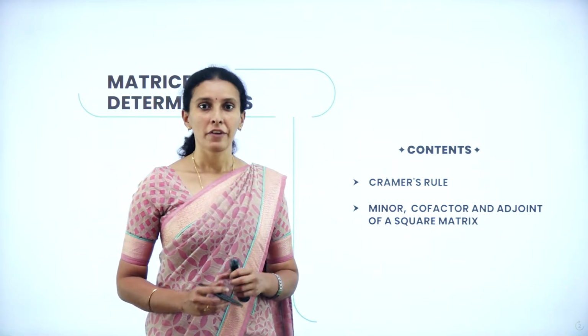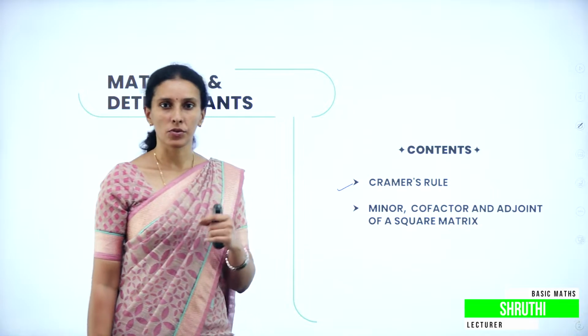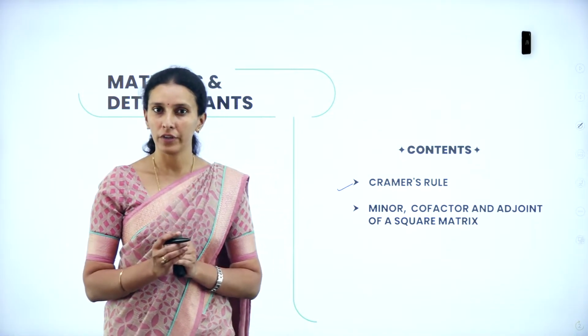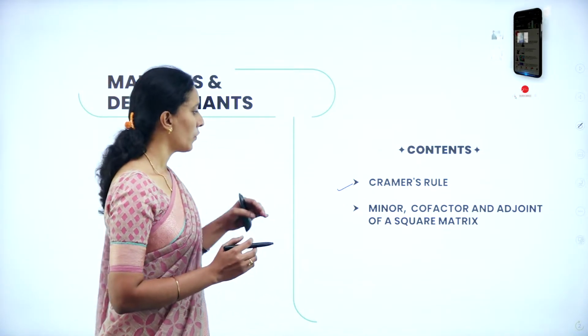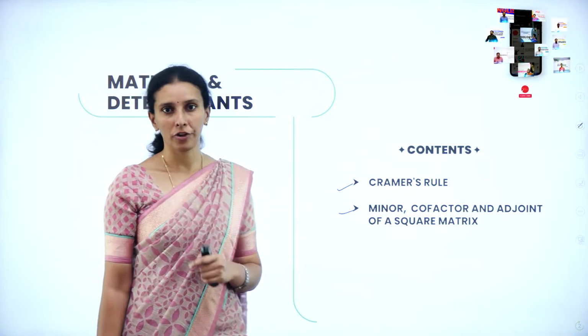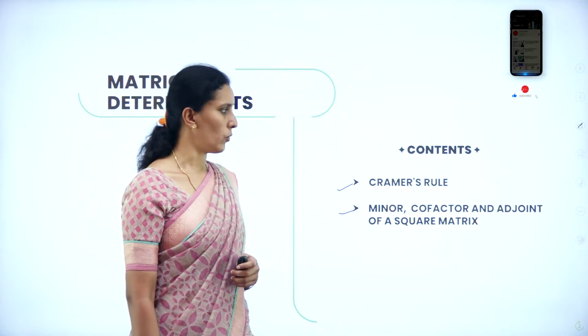In this session, we will be studying Cramer's rule, that is, solving simultaneous linear equations by the method of determinants given by Cramer. Next, we will be studying the minor, cofactor and adjoint of a square matrix. Let's see what this Cramer's rule is.